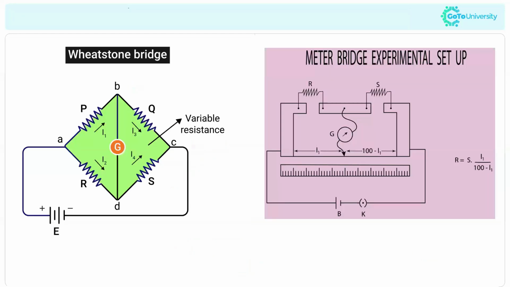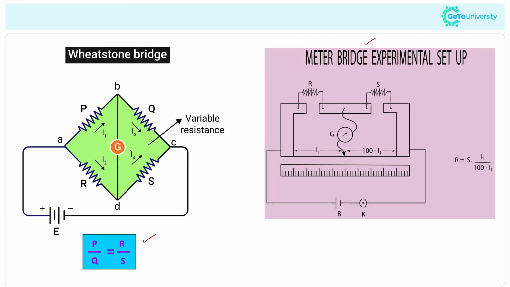Now the next topic is the application of Kirchhoff's law. The first application is the Wheatstone bridge. The second application is the meter bridge experiment. The first one is the Wheatstone bridge. It's known that it's a balanced bridge which is used to find the value of a resistance by using the equation P divided by Q equals R divided by S.